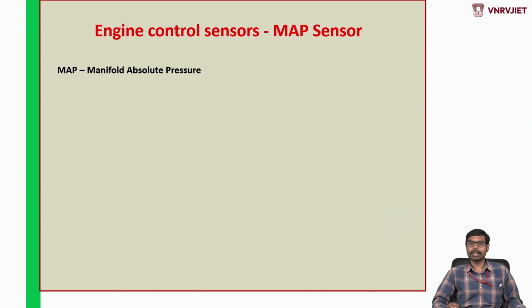And similarly, the second sensor is the MAP sensor, that is the manifold absolute pressure sensor.